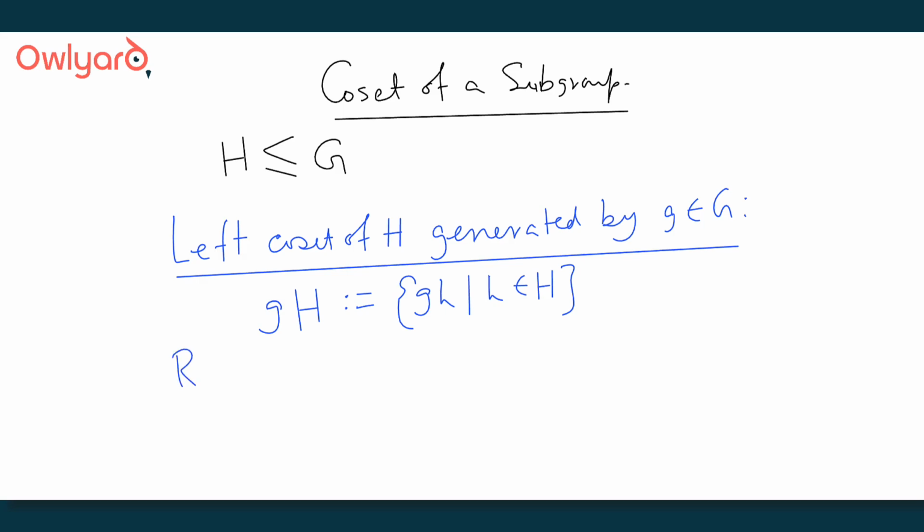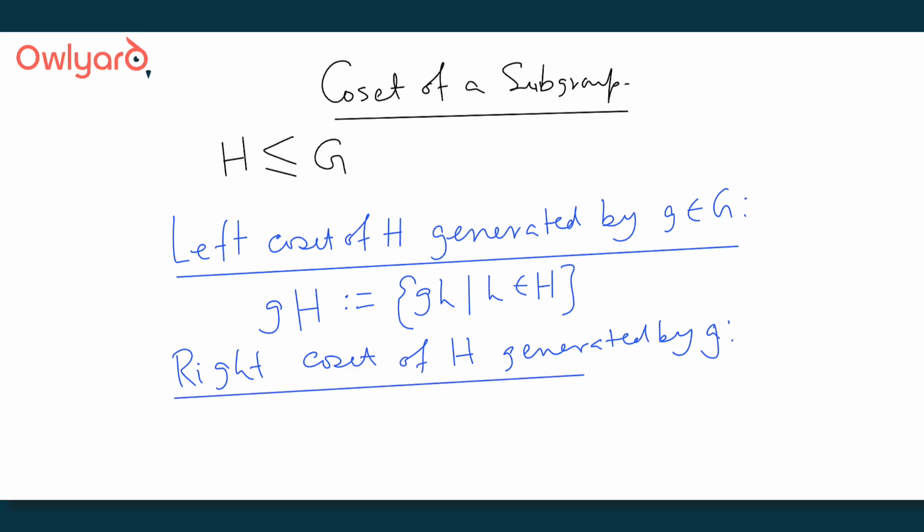Similarly, we can consider the right coset of H generated by g, and as you can imagine, it goes like this: hg such that h belongs to H.